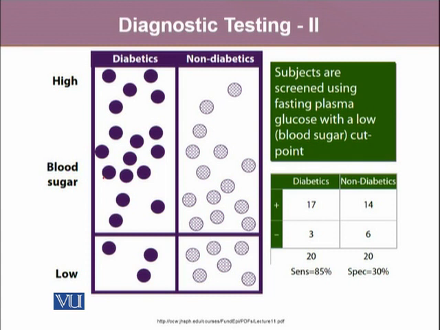So if the subjects are screened using fasting plasma glucose with a low cutoff point, you might notice that this table reflects that it correctly diagnosed 17 individuals as having diabetes, whereas for 6 individuals, it also correctly diagnosed them as not having diabetes, whereas there are a few false positives and a few false negatives. If we look at the sensitivity and specificity of this test with a low cut point, you might notice the sensitivity is 85% and the specificity is 30%.